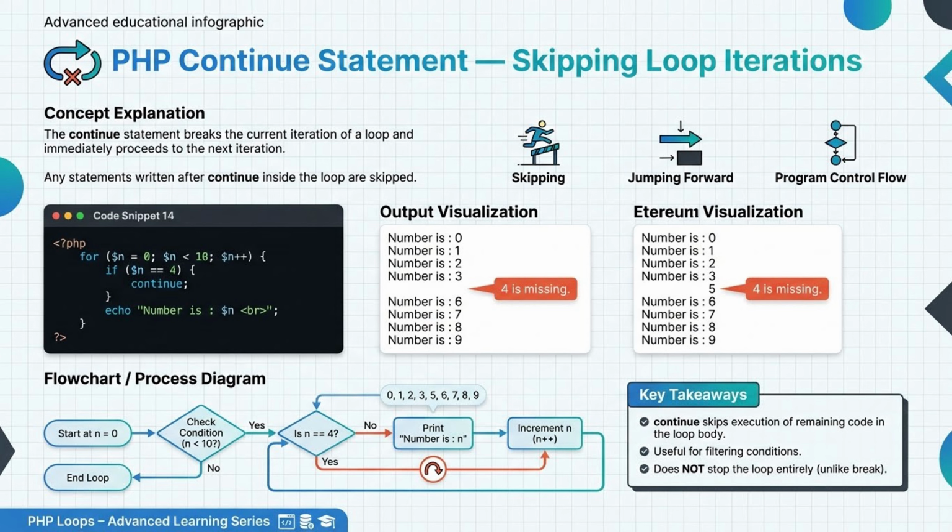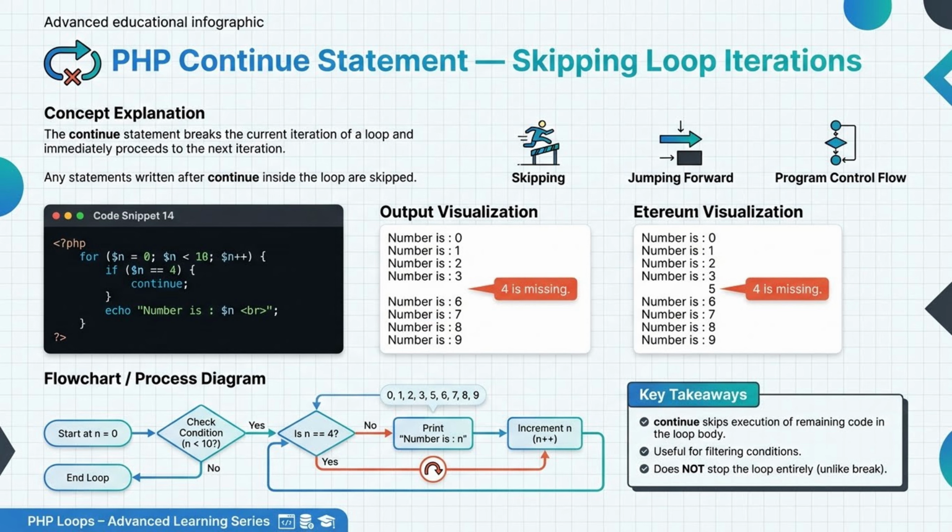Each cycle begins by checking if n is less than 10. If true, the loop checks whether n equals 4. When the value is not 4, PHP executes the echo statement and prints the number. But when n equals 4, the yes path guides the process toward the continue statement, causing the printing step to be bypassed. After skipping the print statement, the loop moves to increment n and continues forward.